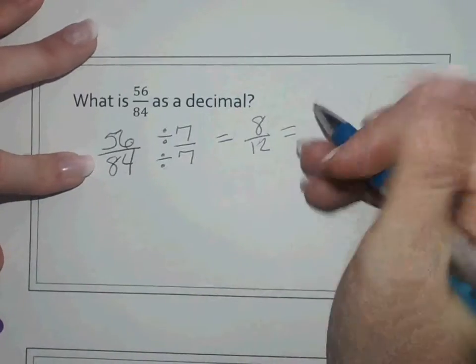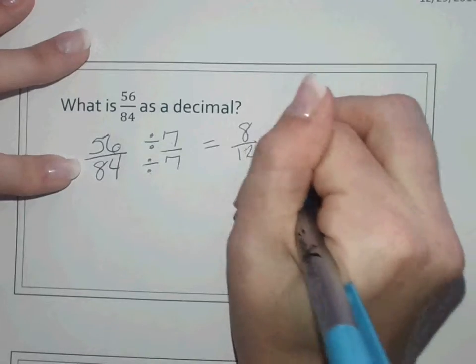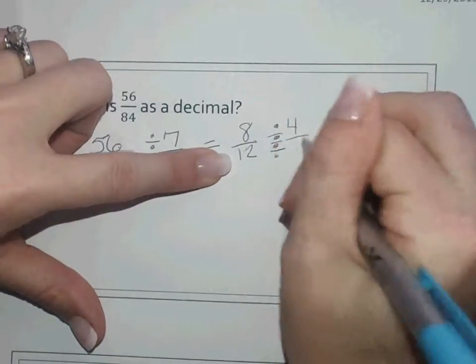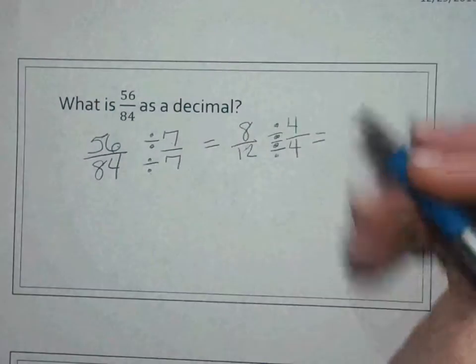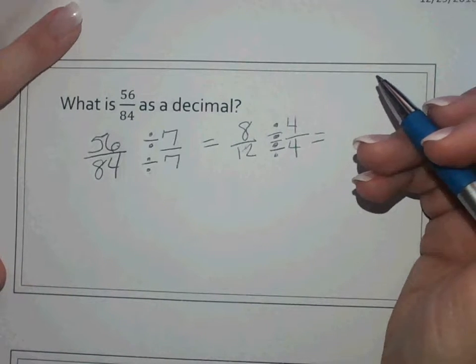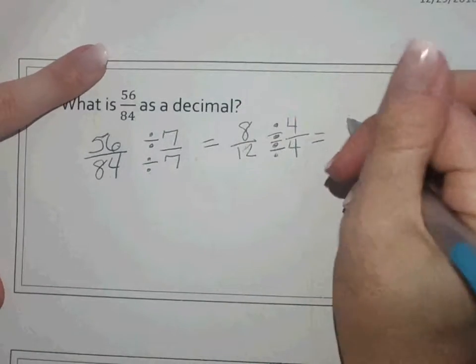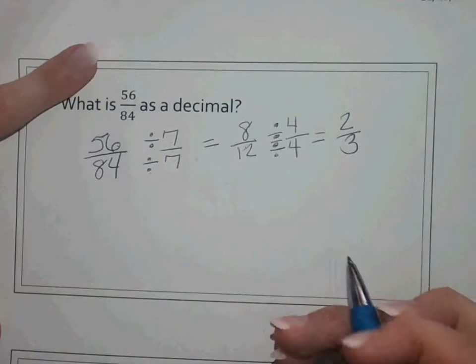So I can simplify this one more time. I'm going to divide them both by 4. If I had thought about it, I could have divided both of these by 28, but doing it in separate steps is fine too. But I get 2/3. Now I want to write 2/3 as a decimal.